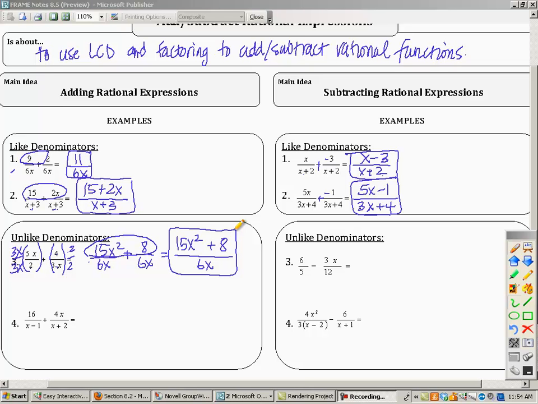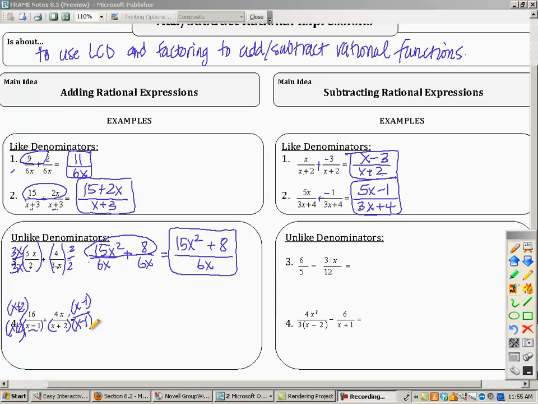Okay, so let's try it on the bottom. This one gets a little bit more difficult. I'm going to put any plus or minus in a denominator, I'm going to always put that in parentheses. And I'm going to multiply my first fraction by the x plus 2 over x plus 2. And my second fraction, I'm going to multiply by the x minus 1 denominator that was in my last fraction.